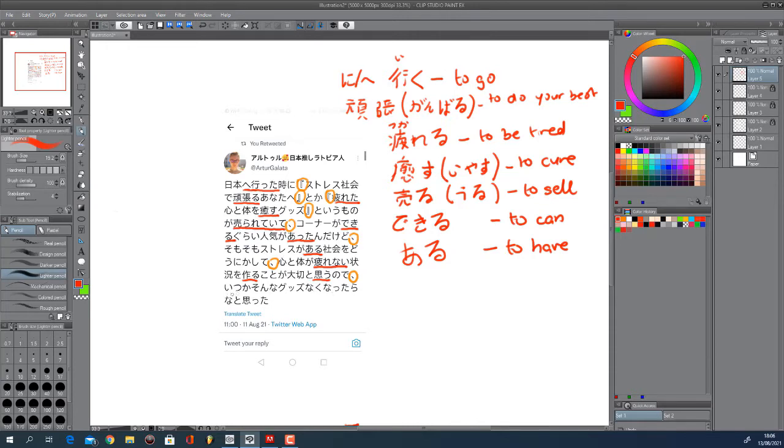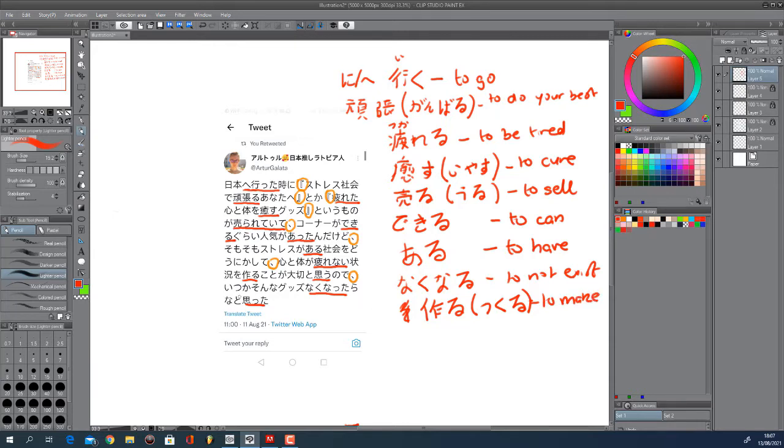And at the end, いつかそんなぐずなくなったらなと思った. So we have なくなった, which comes from なくなる, which is to say to not exist in this case. And we have omo as well, which actually I need to put the other kanji as well. So we have tsukuru here, my bad, tsukuru, which is to make.